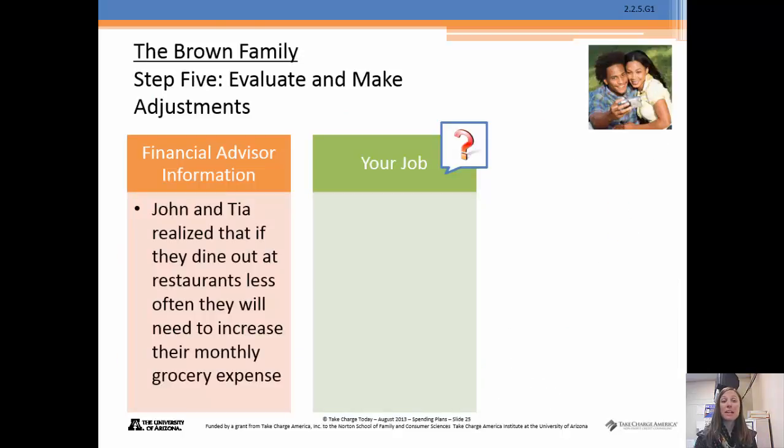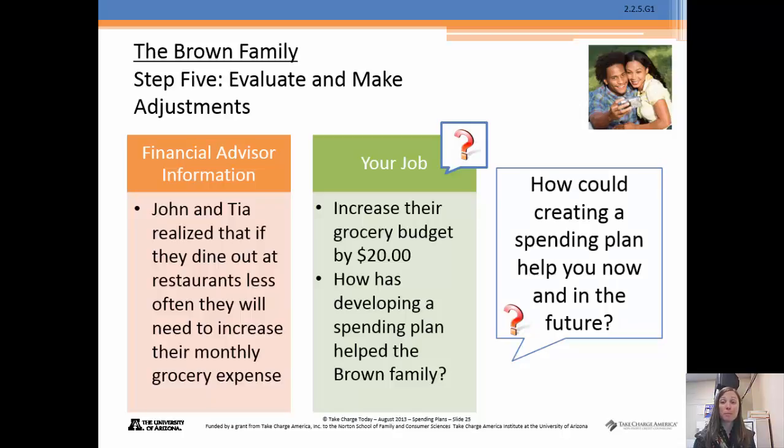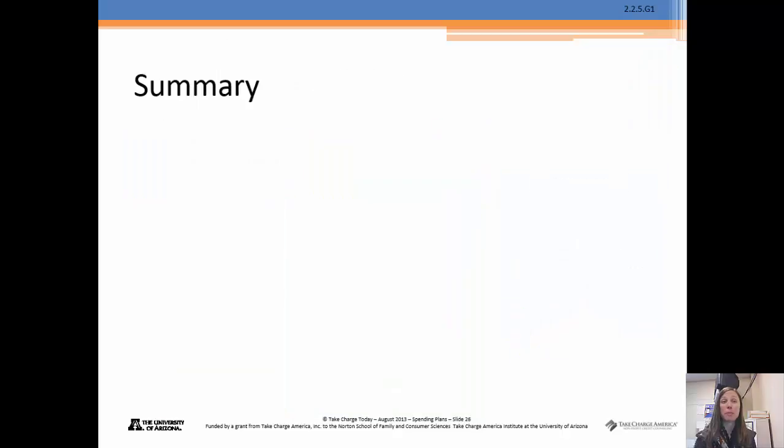John and Tia realize that if they dine out at restaurants less often, they'll need to increase their grocery expenses, which makes sense because they still need to eat, so grocery bills might be going up. So you need to increase their grocery budget by $20. And how has developing a spending plan helped the Brown family? So your whole plan, February, should now be filled out to see what their net gain or net loss would be. Make sure you change the grocery budget. And it can help you now and in the future to manage your money.